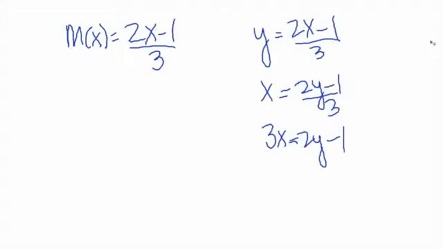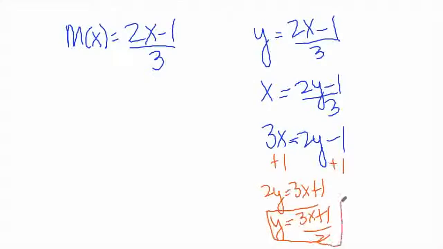So we have 3x equals 2y minus 1. Let's add 1 to both sides. That gives 2y equals 3x plus 1. And then let's chop both sides in half. So y is equal to 3x plus 1 over 2. And that's the cleanest way to keep your sanity and find the inverse function. Maybe we'll call it I for inverse. So I of x is equal to 3x plus 1 over 2. And you can take the composition and convince yourself that indeed the composition will give you x.